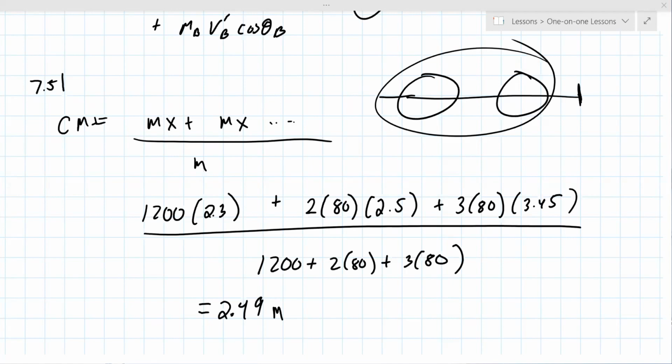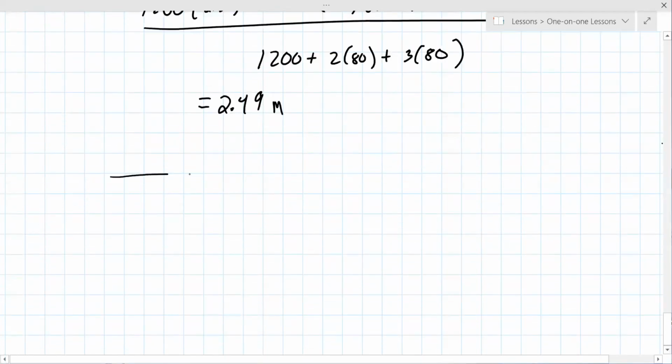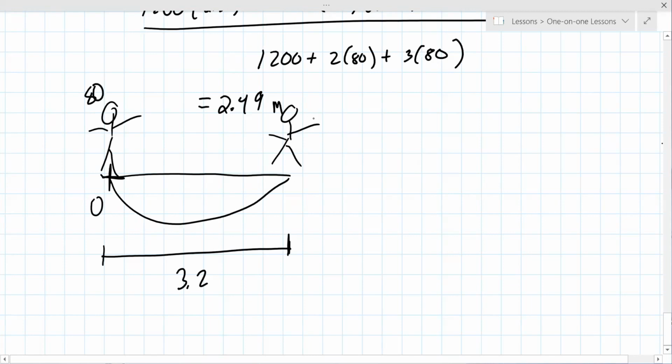So there's only two people. This is the problem. They usually draw it like this: there's a boat, you have a person here, another person here, and they tell you how far apart they are, which in this case is 3.2. You choose this to be 0. So this is the 80 guy, and this is the 56 guy.